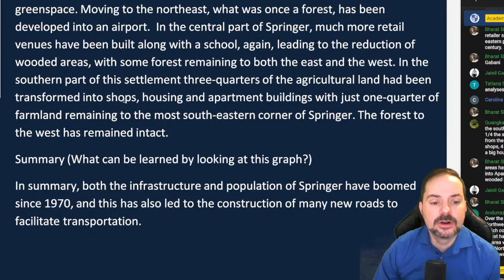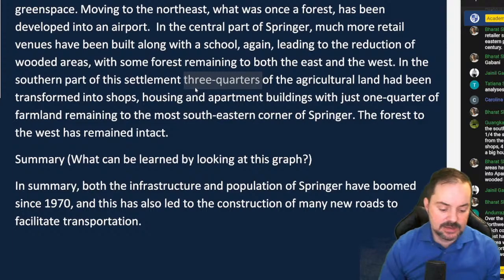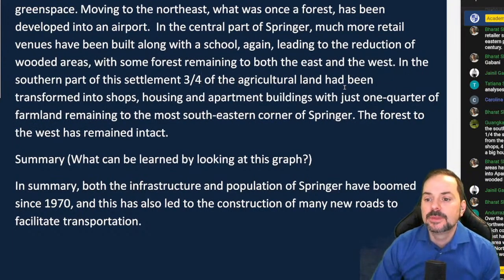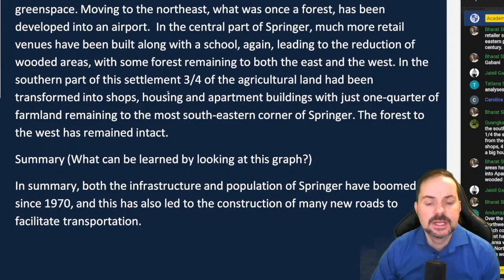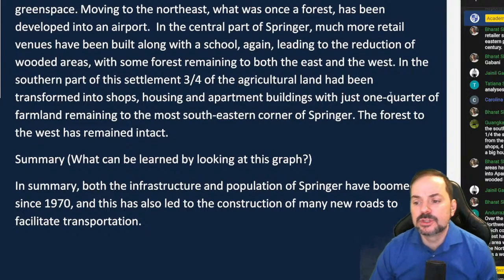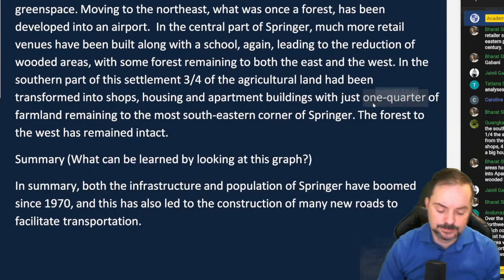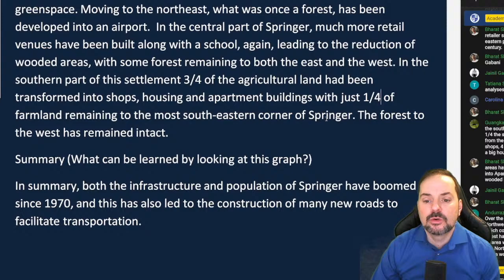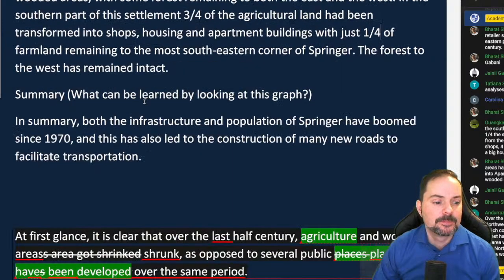In the southern part of this settlement, 3/4 of the agricultural land had been transformed into shops, housing, and apartment buildings, with just 1/4 of farmland remaining to the most southeastern corner of Springer. The forest to the west has remained intact.